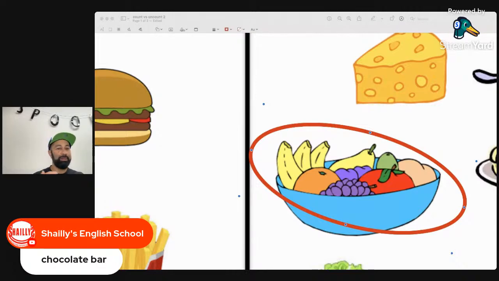Some people recently are starting to do this, even some native English speakers. But if you look at the history of this noun, it is historically an uncountable noun. So please do not put an S on it.